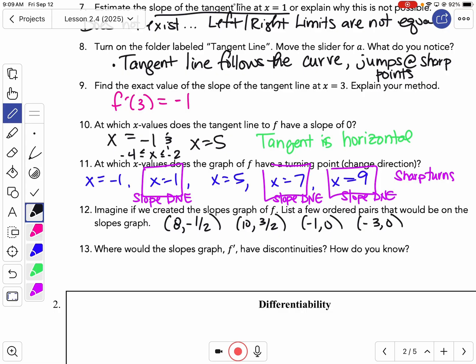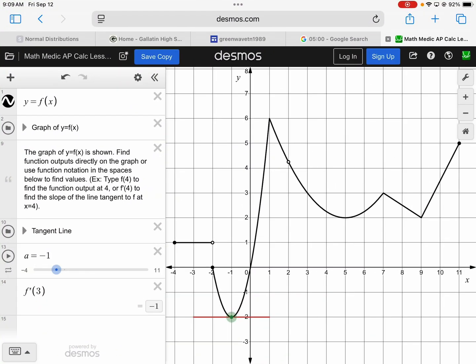Now, let's talk about where the slopes graph would have discontinuities. Where would there not be a slope? So let's think about it. X equals 1. Yep, for sure at x equals 1, right? Because we already said that's where that sharp turn is. All right, anywhere else? Oh, what happened when I got right there to the hole? My line disappeared, okay? So that means there's no slope right there.